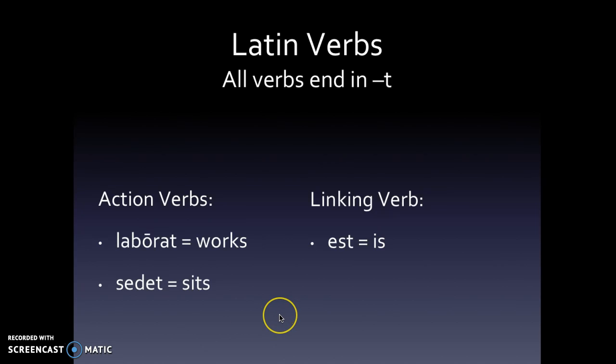All right, let's talk a little bit about verbs. So we have two types of verbs. We have action verbs that describe what the person is doing. We have linking verbs. It's just saying two things are the same. They're connected. So laborat means works. Sedet is sits. Est is just is.